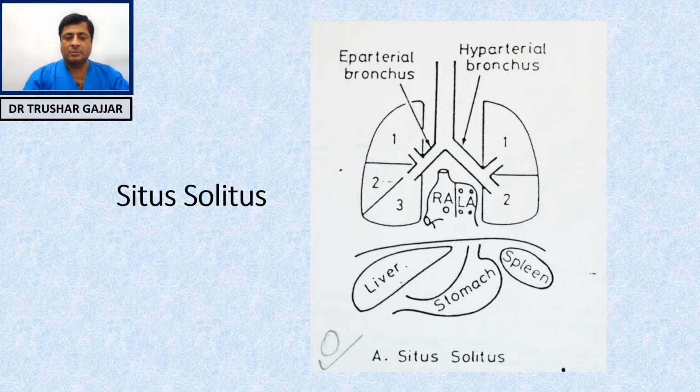With this de-looping, the situs will be situs solitus, meaning there is a 3-lobed lung on the right side and a 2-lobed lung on the left side. The right bronchus is eparterial and the left bronchus is hyparterial. The right atrium receives the systemic veins, the left atrium receives the pulmonary veins, the liver is on the right side, and the stomach and spleen are on the left side. So this is called situs solitus.